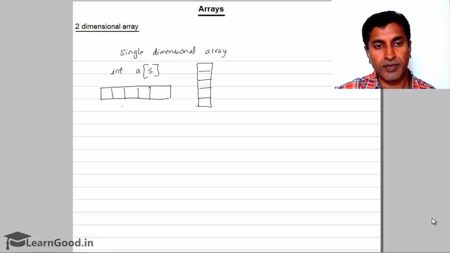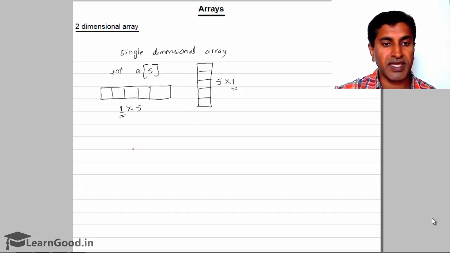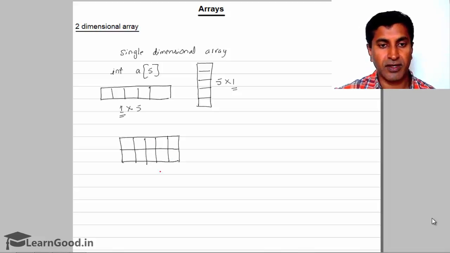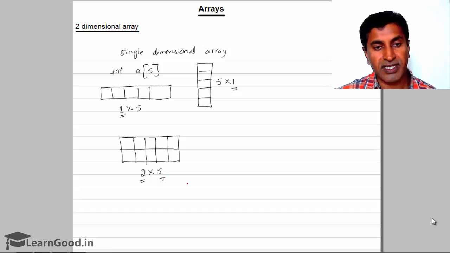So the order of this is going to be 1 cross 5, whereas here it's going to be 5 cross 1. So either row is going to be 1 or column is going to be 1. In such cases we call it a single dimensional array. But in some cases, if you want to store 2 rows and each row is going to be of 5 columns, 2 rows with 5 columns, that means the order is going to be 2 cross 5. So here row as well as column are both greater than 1.